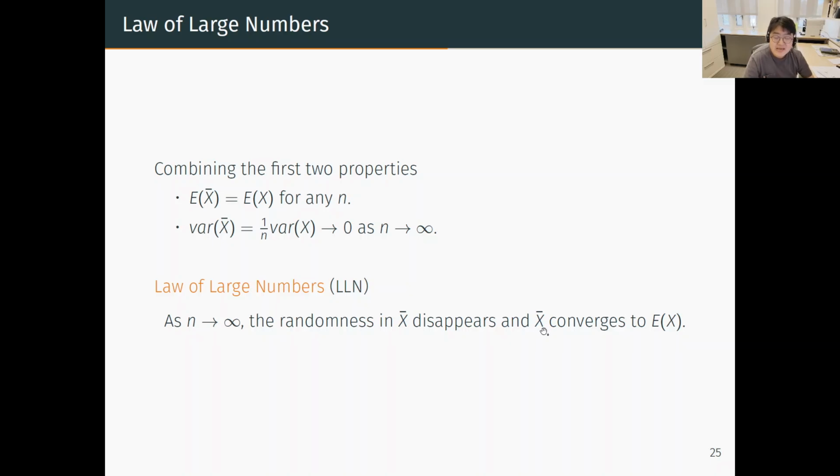So it will always be true. X bar is not random in the limit, and it will converge to this point: certainly the expected value of x in the limit. There is no uncertainty, no randomness, if n is super large. Okay, that is the law of large numbers.